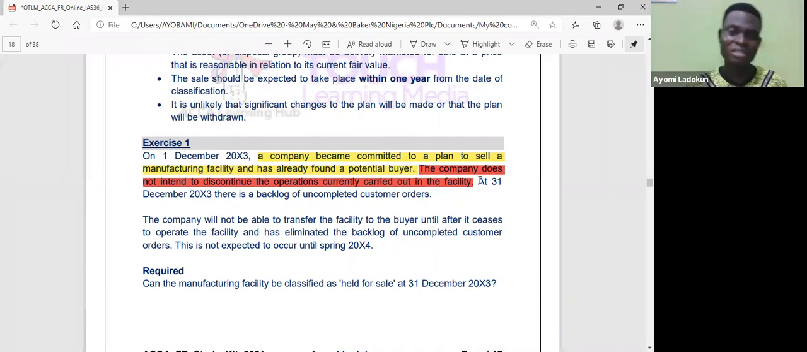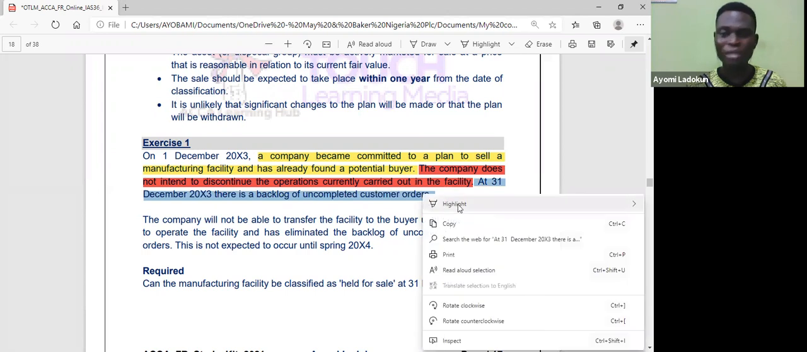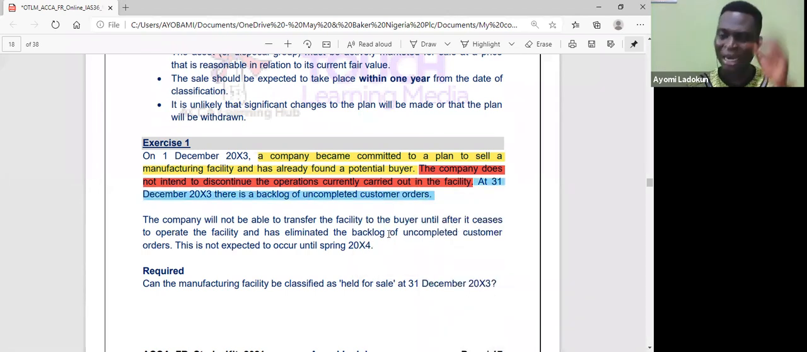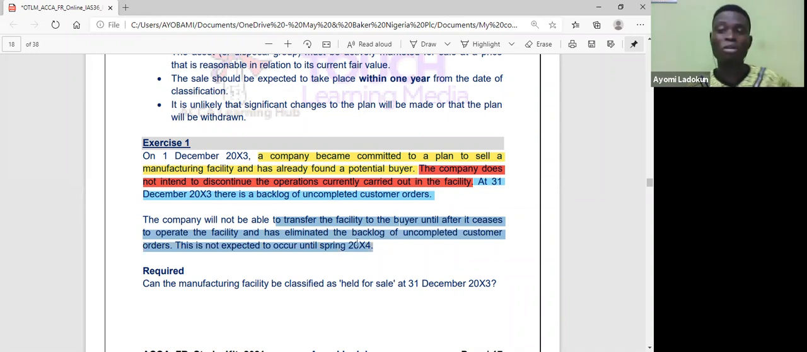Okay, at 31 December 2016, there is a backlog of uncompleted customer orders. The company will not be able to transfer the facility until after it ceases to operate at the facility and has eliminated the backlog of uncompleted orders. This is not expected to occur until spring 2024. Can I classify it as held for sale? The answer is no. I cannot classify it as held for sale.